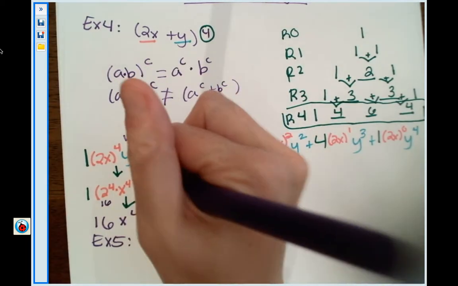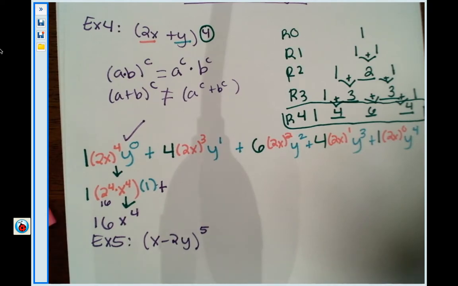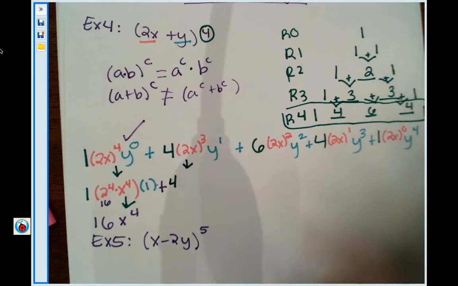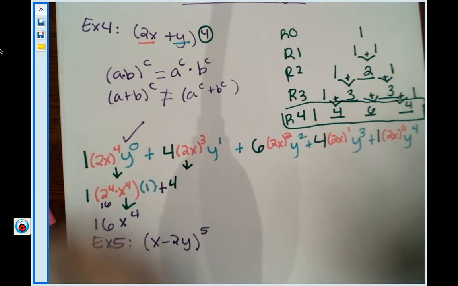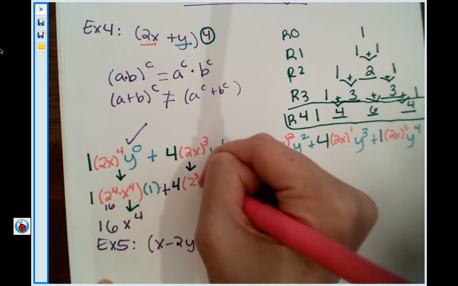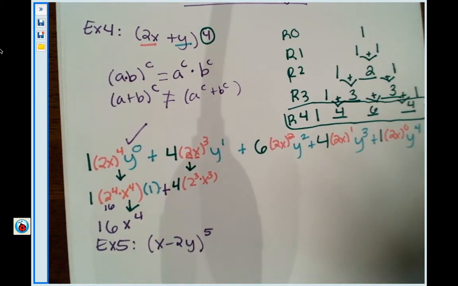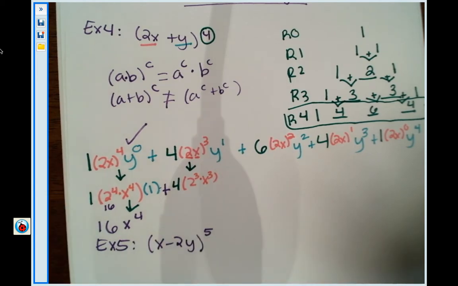Alright, moving on to our next term. So plus, I'm going to bring down my 4. And then remember, if you have more than one thing raised to an exponent, you raise each of those numbers to that exponent. So this is going to be like 2 to the 3rd times x to the 3rd. I raised the 2 and the x to the 3rd. And then finally, y to the 1st. Anything to the 1st power is itself, so just y.